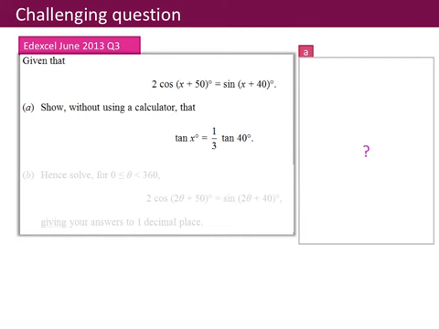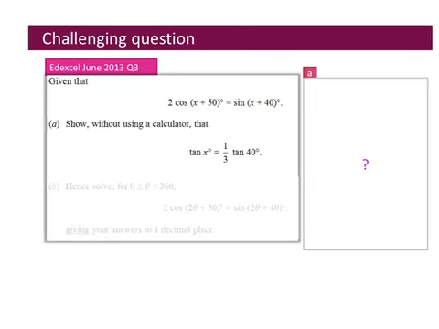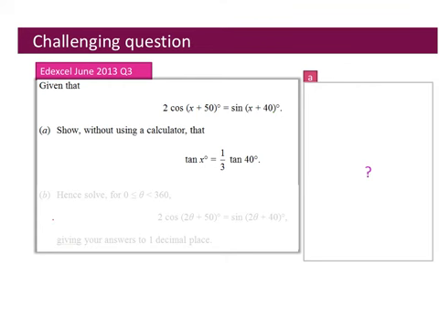Okay, so now I have a bit of a challenge for you to do. Once you've done the challenge, you are then going to move on to some of the questions in the textbook. So this was a question in 2013. So it says, given that 2 cos of x plus 50 equals sine of x plus 40. So step 1, write cos of x plus 50 and sine of x plus 40 as the expanded addition formula.